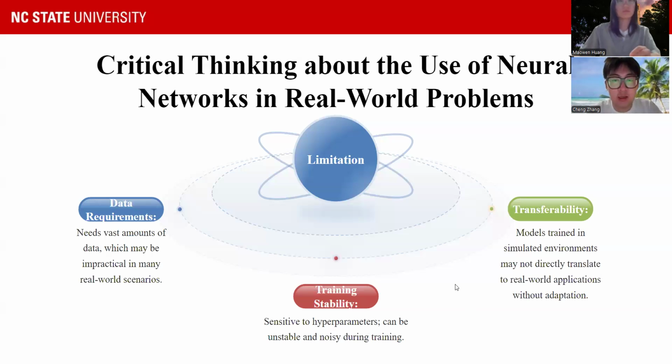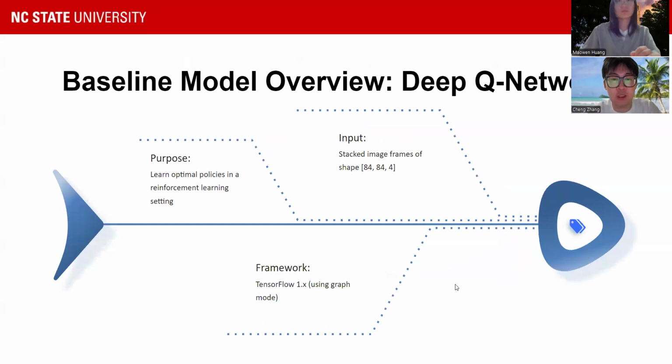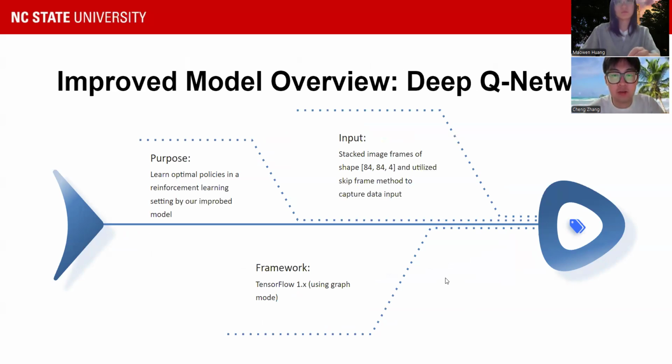Our baseline and improved Deep Q network. Our baseline and improved models both take in 4 stacked frames, size 84 by 84. We use TensorFlow 1 in graph mode for implementation. The improved version keeps the same input structure, but adjusts the architecture and training settings to better handle skipped frames.